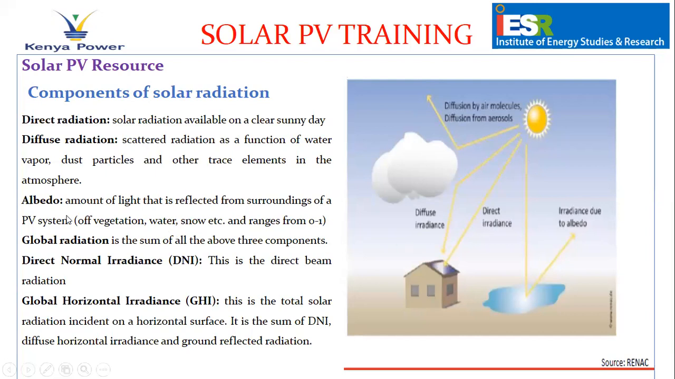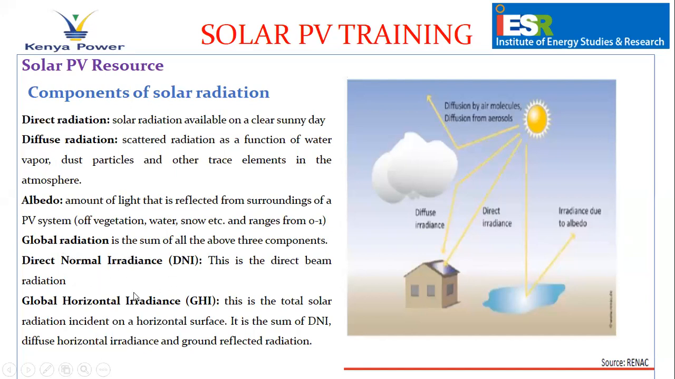We have the albedo, being the amount of light that is reflected from the surroundings of a PV system. For example, the solar radiation can hit maybe some rooftop vegetation or water body, or some other objects within the vicinity of the solar PV module, and then it is reflected and directed to the solar PV module. We have the global radiation, which is the sum of all the above three components. So when you sum up direct radiation, diffuse radiation and albedo, you get the global radiation.